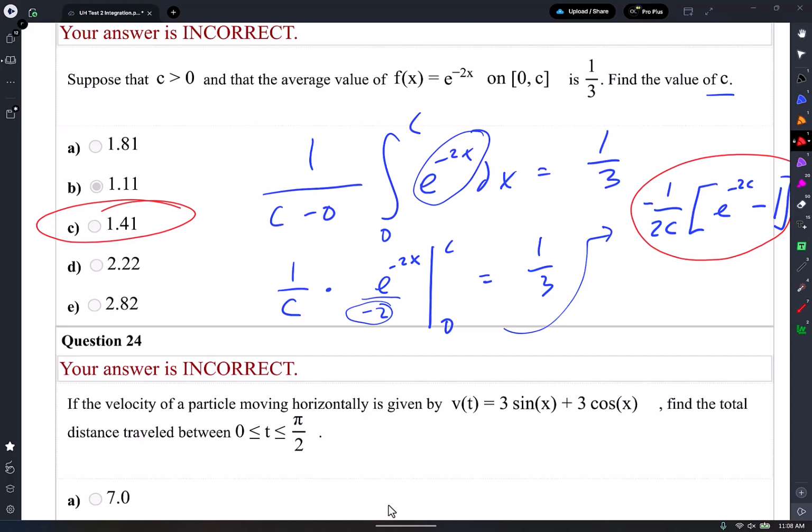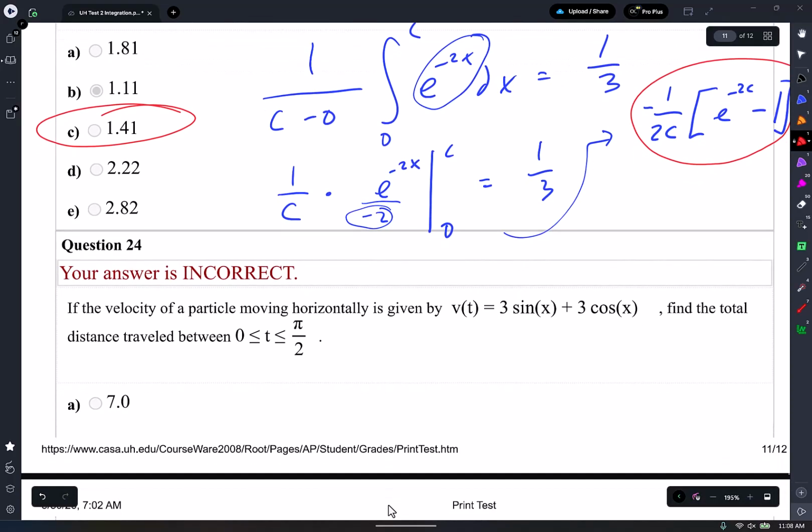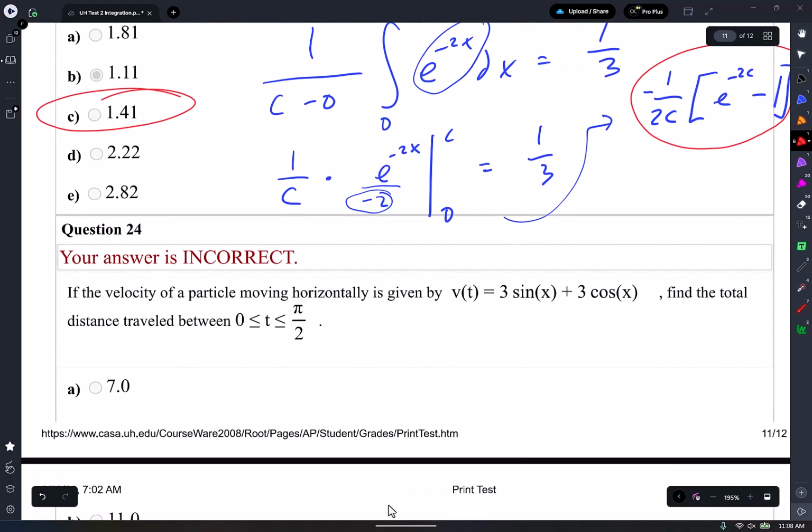Two left. We're done. Oh, yes. All these have been calculated.